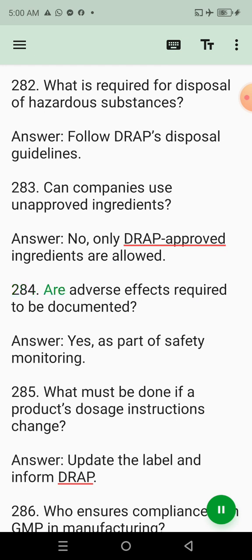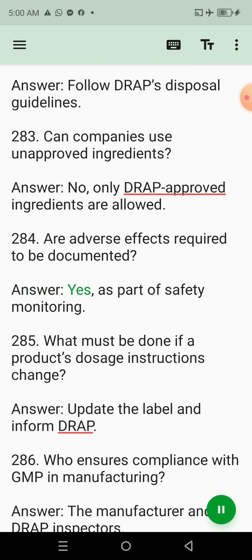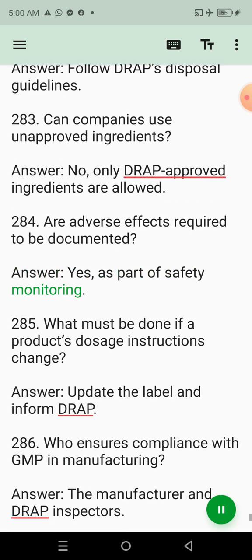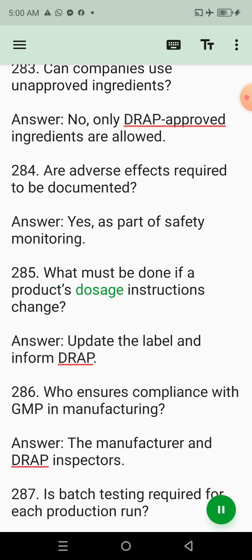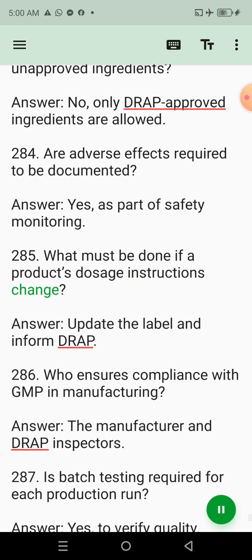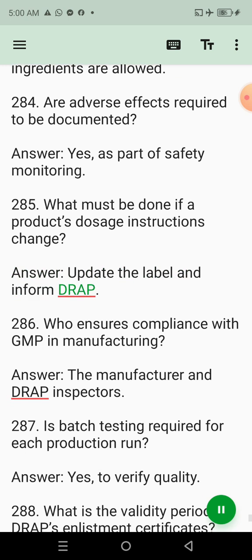284. Are adverse effects required to be documented? Answer: Yes, as part of safety monitoring. 285. What must be done if a product's dosage instructions change? Answer: Update the label and inform DRAP.